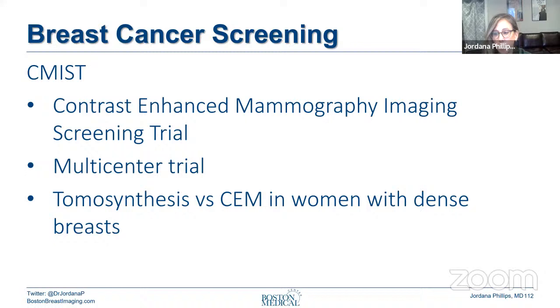And they'll track contrast reactions so that we can really get an overall look at how this modality plays for women who have dense breast tissue, the good and the bad, and compare it and see if this is something we want to do. The results of that should be out in a few years. It's very exciting. Stay tuned.